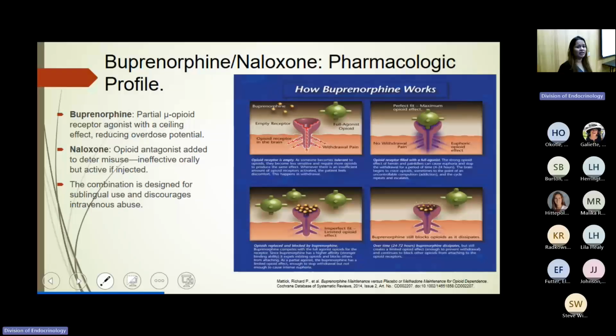And this is just a diagrammatic depiction of how this works. It's a partial agonist. Even after 24 to 72 hours of the medication, when the effect is slightly waning off, it still blocks the opioids and creates a barrier to prevent any opioid from attaching to it, without any withdrawal symptoms.